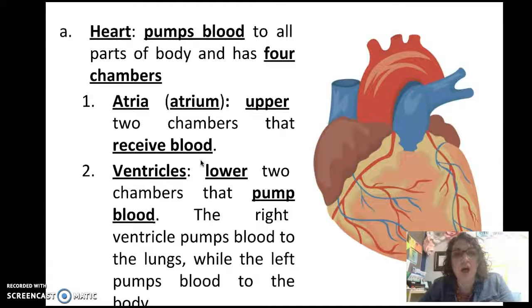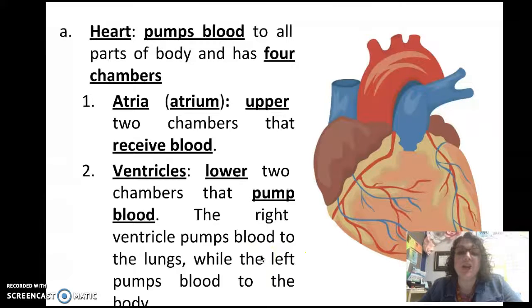The heart pumps blood to all parts of the body and has 4 chambers. The atria are the upper 2 chambers that receive the blood. So these brown blobs right here are the atria. They're a lot smaller than the ventricles because they are just collecting the blood and they have to pump it down to the bottom part of the heart. The ventricles, and this helps me remember because this is like a V and this is like an A shape. The ventricles are the lower 2 chambers that pump blood. The right ventricle pumps blood to the lungs while the left pumps blood to the body.